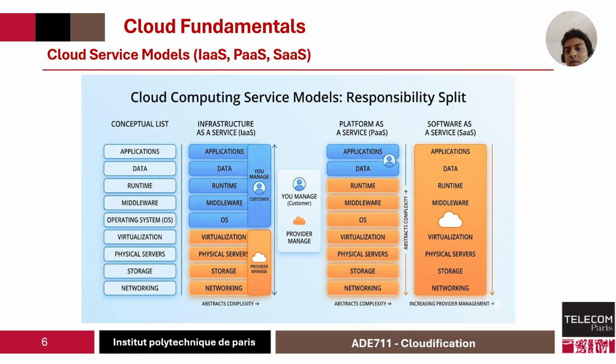So there are other models like FaaS, function as a service. It's a type of serverless provided by AWS as Lambda or Azure Functions. And there is also XaaS, which is anything as a service, it can actually be anything as a service. Like NaaS is network as a service. We can have storage as a service. We can have compute as a service, etc.